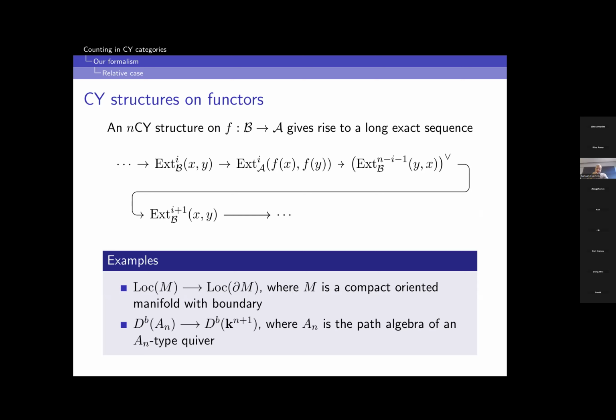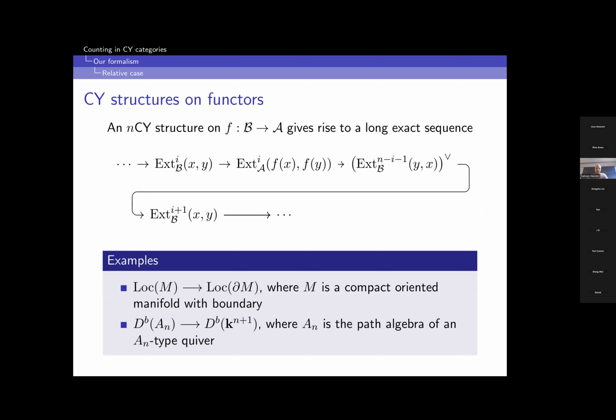And so you have this disk with n+1 marked points on the boundary, you can restrict to the boundary. So that's just n+1 points. That's the category of this semi-simple algebra k^(n+1). So the target here is a 0 Calabi-Yau category. So this functor here is a 1 Calabi-Yau functor.